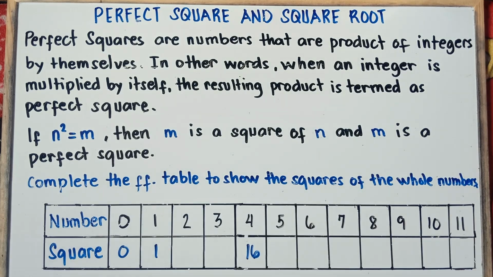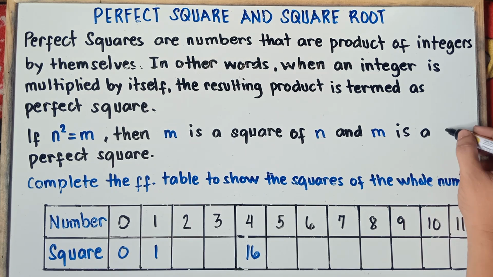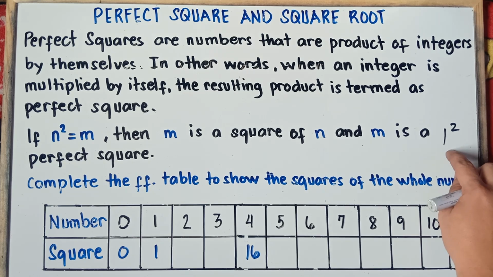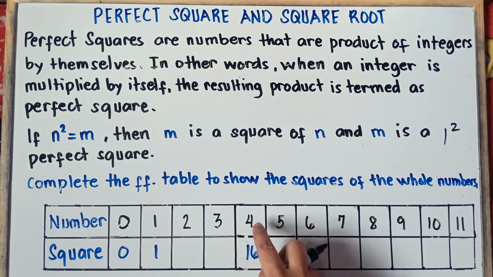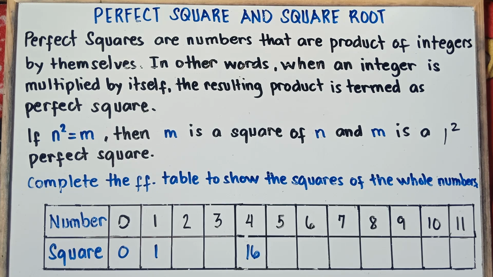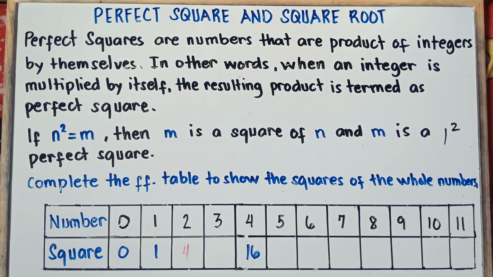Alright, so let's answer this one, class. Let's complete the following table to show the squares of the whole numbers. For 0, the square of 0 means 0 times 0, that is 0. The square of 1: 1 squared doesn't mean 1 times 2, it means 1 times 1, and 1 times 1 is 1. The square of 4, 4 times 4, that's 16. The square of 2, 2 times 2, is 4. So our answer is 4.